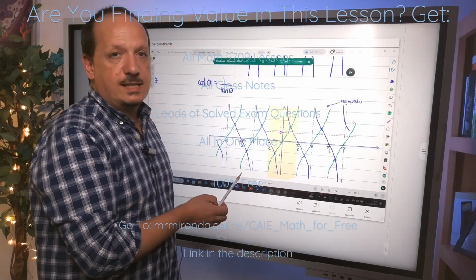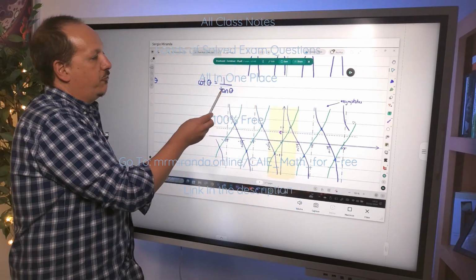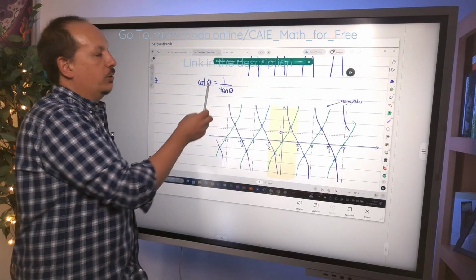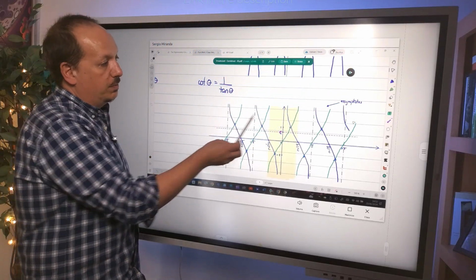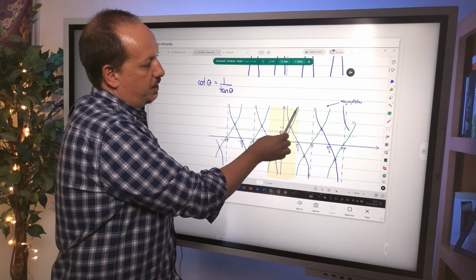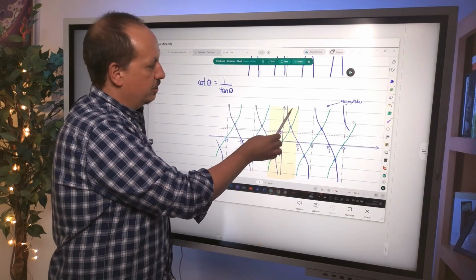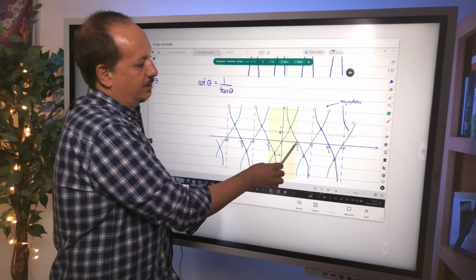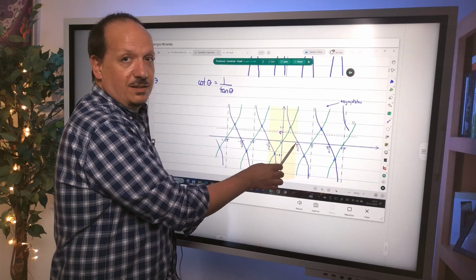pi, 2 pi, etc. As the value of the tangent tends to infinity, then the value of the cotangent will tend to 0. So every time you see here the green function, the tangent, tending to infinity, then the value of the cotangent will be 0.